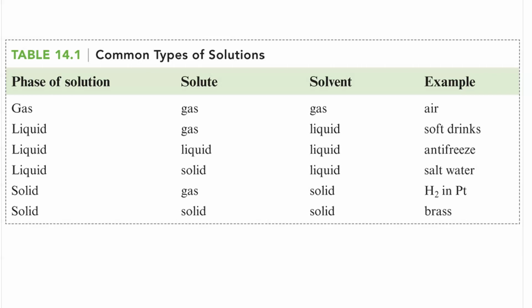So, there are many different types of common solutions. If you have a gas solute dissolved in a gas solution, well, air is an example of that. You can have a gas solute dissolved in a liquid. The solution overall will be liquid. Soft drinks have dissolved carbon dioxide gas. That's carbonation. You can take a liquid like ethylene glycol and dissolve it in a liquid like water and get a liquid solution. An example is antifreeze.